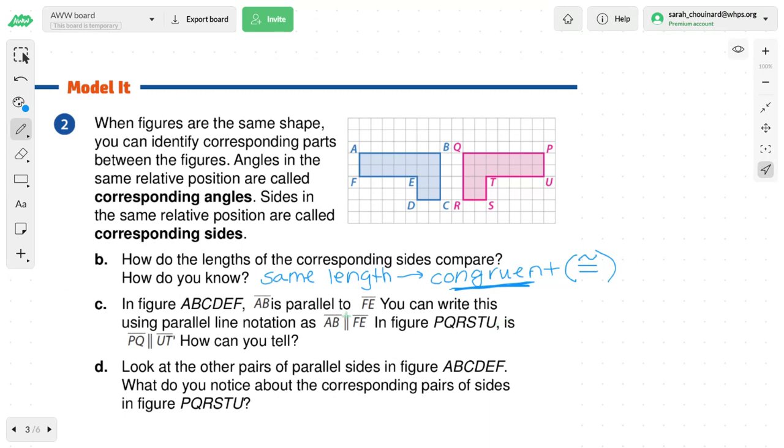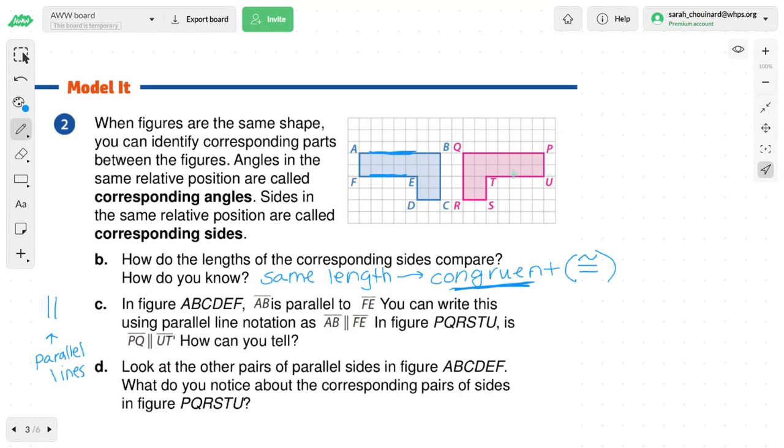Another notation, these two lines, those mean parallel. So when you draw 2 lines straight up and down, that means parallel lines. That's another symbol you'll see in geometry. It's kind of like learning a new language, honestly. So in figure A, B, C, D, E, F, AB is parallel to FE. Remember, parallel means that they're never going to intersect. You can write this saying AB is parallel to FE.